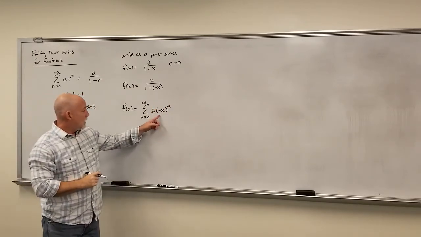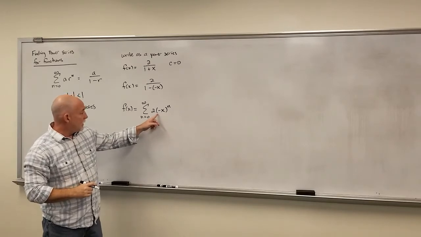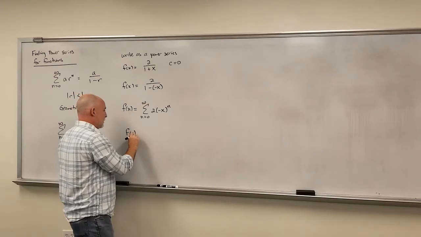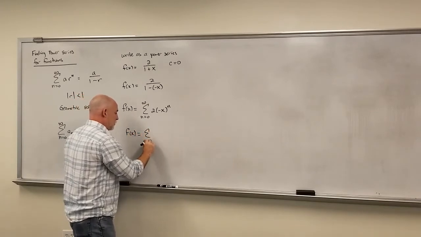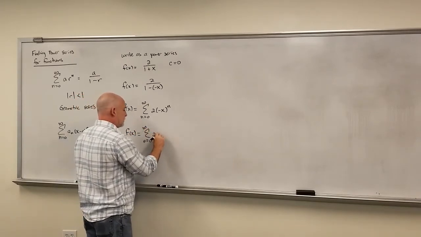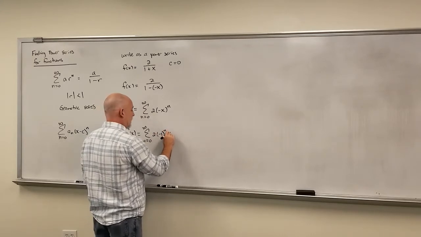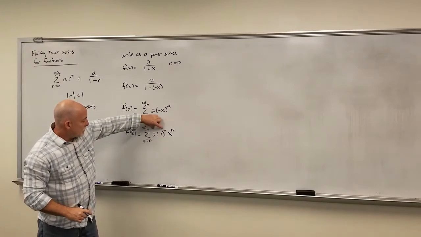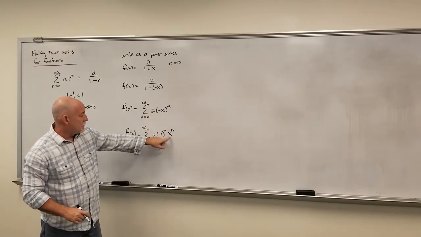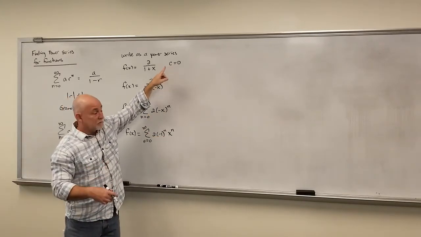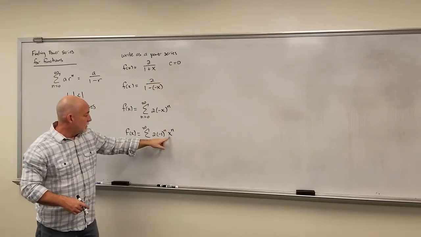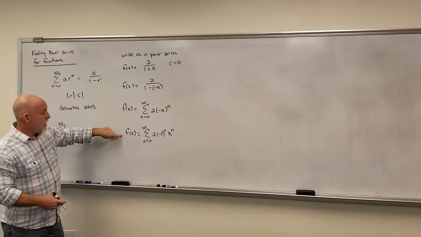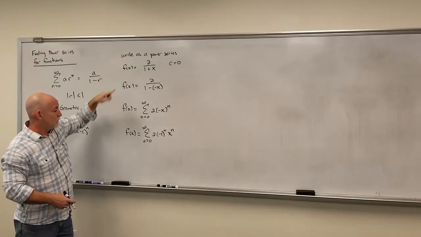Now notice, we do need to clean this up a little bit. I can rewrite that as negative 1 to the n and x to the n. So that's the sum n equals 0 to infinity of 2 times negative 1 to the n, x to the n. So notice this is a power series. There's our a sub n, our function of n, and here's our x minus c. In this case we're centering it at 0, so we get x minus 0 to the n. And there we go. There's a power series representation for this function.